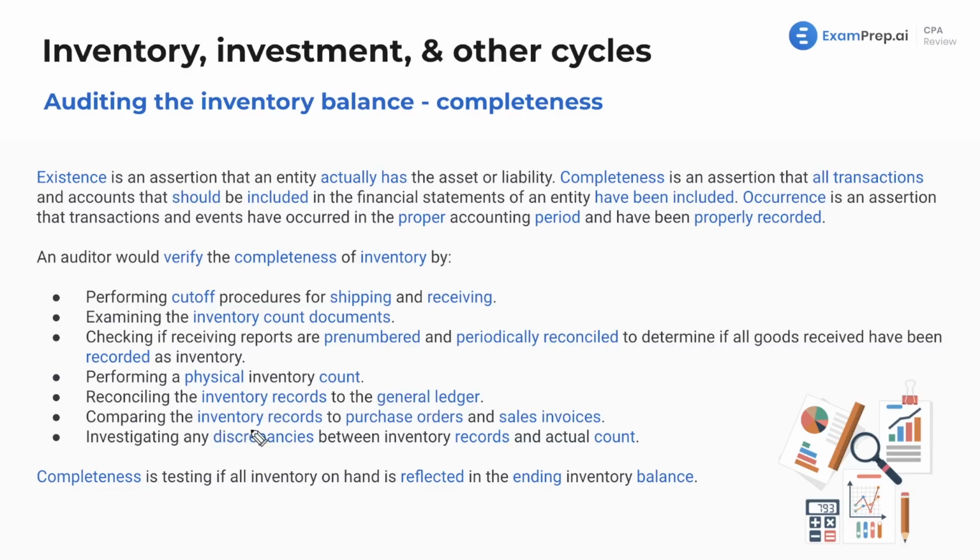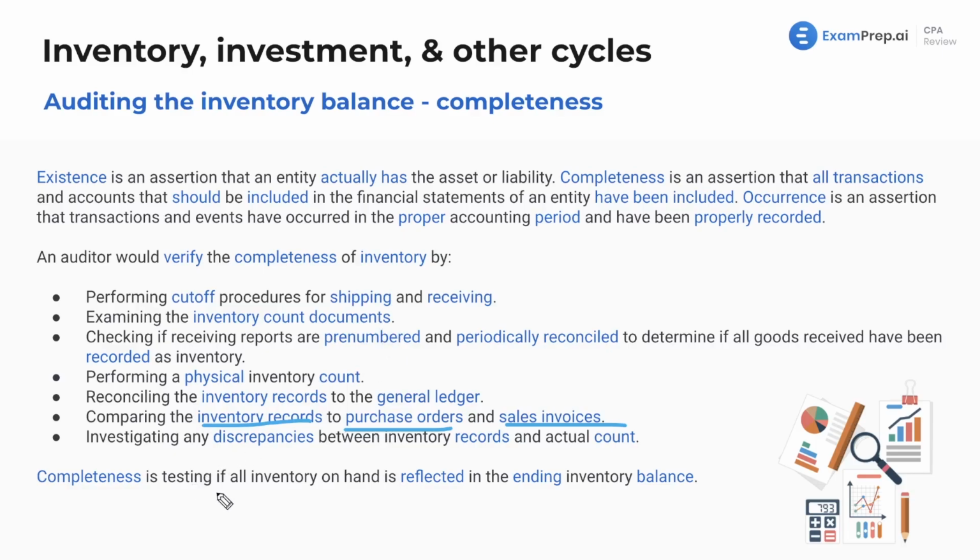You could compare the inventory records to purchase orders and sales invoices. So making sure that we did purchase it. We purchased 10 units. We recorded 10 units, and then we sold 10 units, making sure that we can actually understand the life cycle of that inventory. Lastly, investigating any discrepancies between the inventory and the actual count. Obviously, for all of these assertions, if there's any issues here, just make sure you investigate that a little further.